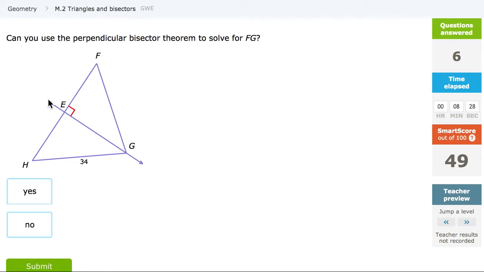Okay, I concluded that this is perpendicular, right? Because they form a 90-degree angle. However, we don't know the measurement of EF or EH. Therefore, we can't assume they are equal to each other. Even if they look like they're the same size, they can be off by 0.1 or 0.01, just a fraction of a value. So you can never assume. We have to conclude that we don't have enough information. Therefore, no, it is perpendicular, but we cannot assume it's a bisector, so we cannot use the theorem for now.